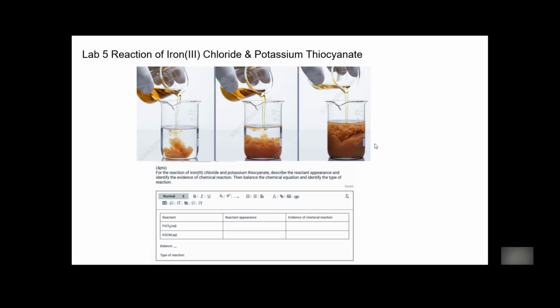Another one is iron(III) chloride plus potassium thiocyanate. Now this one, they only give you one picture and not the other two. So I found it, and now you can see at least a better picture and understanding of what's happening here. Again, not balanced, not given to you, but the PDF should have it.